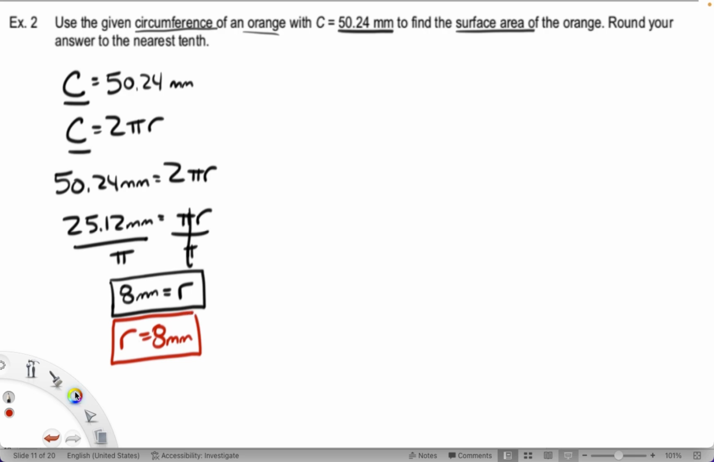Okay. Now it's asking us to find the surface area of the orange, and the surface area of any sphere is equal to pi r l. No, it's not, sorry, I'm losing my mind here. The surface area of a sphere is equal to 4 pi r squared. So in this case, that's going to be equal to 4 pi 8 millimeters squared.